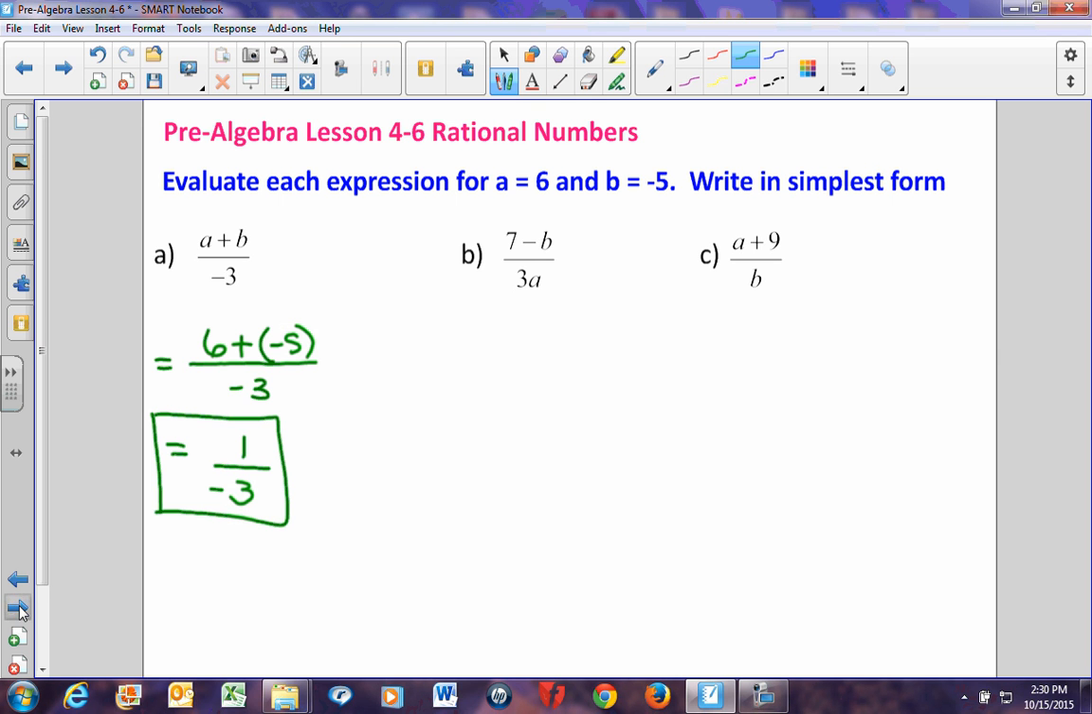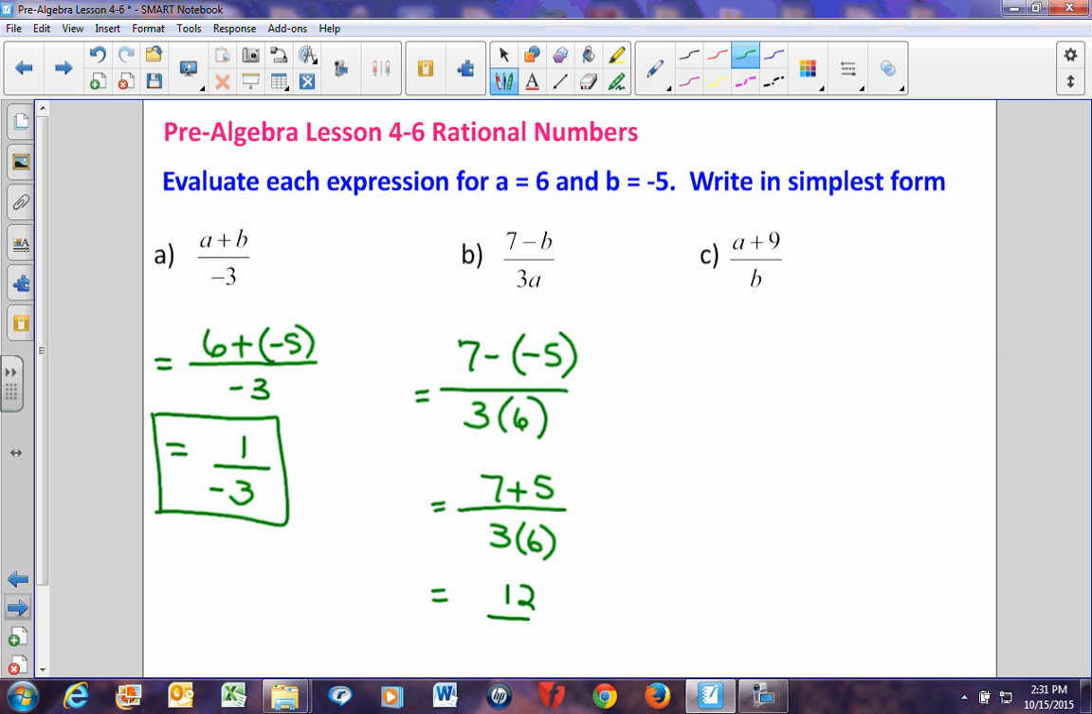For problem B here, we have 7 minus b, and b is a negative 5, so be careful with those negative signs. We have two negative signs in a row, divided by 3 times a, which is 6. Remember, a number next to a variable means multiplication. So 7 minus a negative 5 is actually 7 plus 5, over 3 times 6. 7 plus 5 is 12. 3 times 6 is 18.